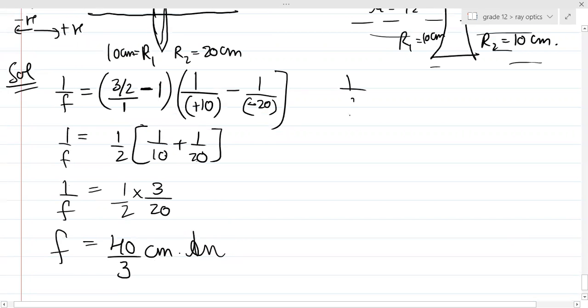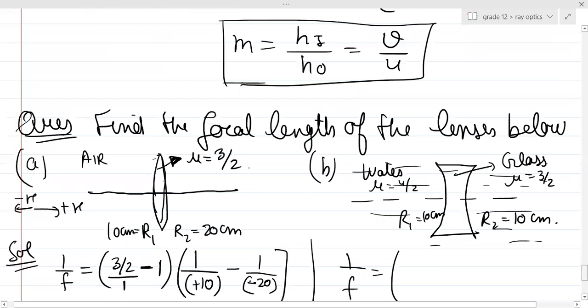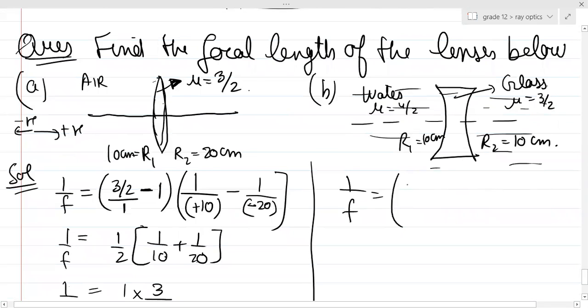Similarly here, 1 by f will be equal to, tell me, you will make the equation, I will not make the equation, tell me.